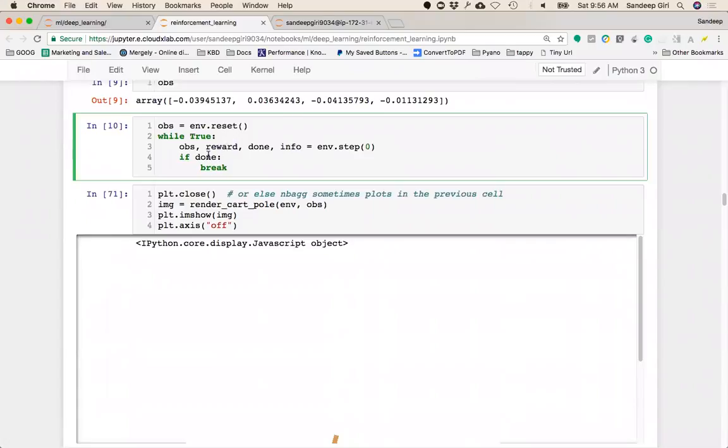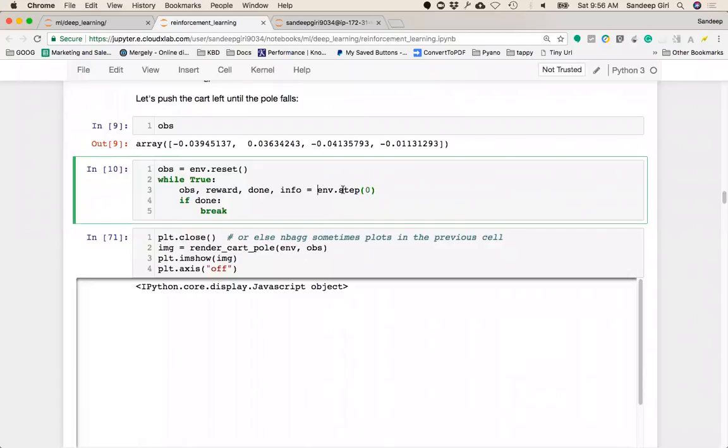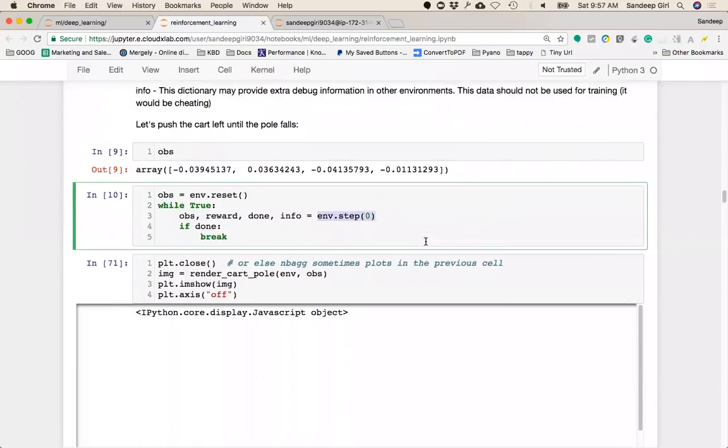So here we'll just run through one example. We are just moving to the left continuously.